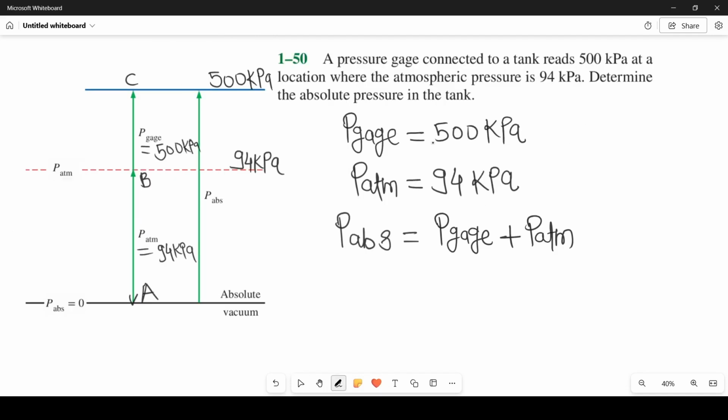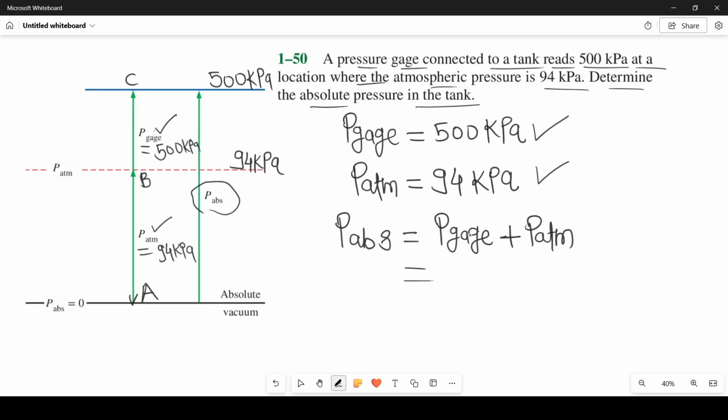Okay, so let's solve this problem. A pressure gauge is connected to a tank where it reads 500 kilopascal at a location where the atmospheric pressure is 94 kilopascal. Determine the absolute pressure in the tank. So we know that gauge pressure in the tank is 500 kilopascal where the atmospheric pressure is 94 kilopascal. So if I add this atmospheric pressure and gauge pressure, we will get the absolute pressure.